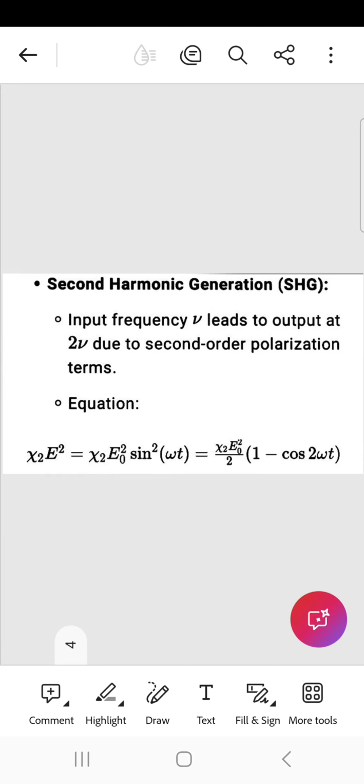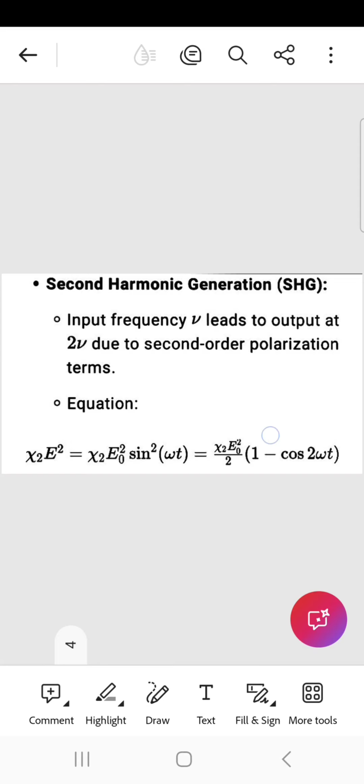Then let's discuss the frequency generation by nonlinear optical techniques. Harmonic generation, second harmonic generation. The electric field caused by a laser with a frequency nu can be represented as E equal to E0 sin 2 pi nu t, that is E0 sin omega t, where E0 is the maximum amplitude. And the second order term is chi2 E square is equal to chi2 E0 square sin square omega t, that is chi2 E0 square by 2 times 1 minus cos 2 omega t.